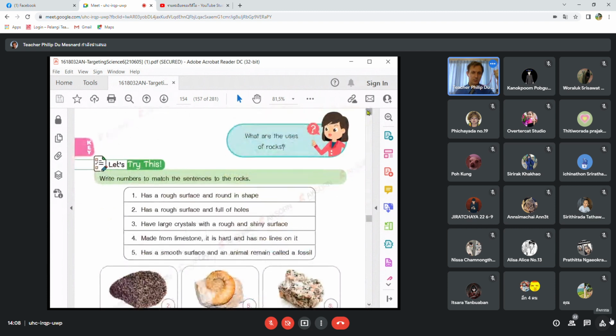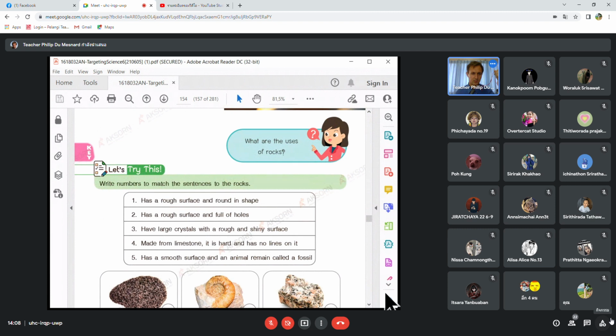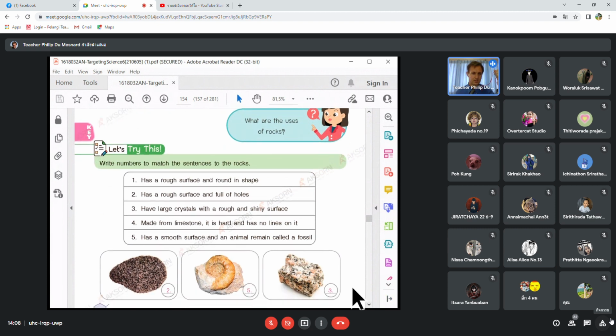Okay, let's see. It says here that number 2 has a rough surface full of holes. It's this one. Number 5, a smooth surface and an animal remain called a fossil. Okay, so that is a fossil. Looks like a snail. If it's something of an animal or a plant in the rock, we say fossil. And then this one is free, so it has big crystals and a rough and shiny surface. Like I said, crystals, we can have big ones, we can have small ones. And actually, if the rock is extrusive, normally it has the big crystals, and intrusive, it has the small crystals.